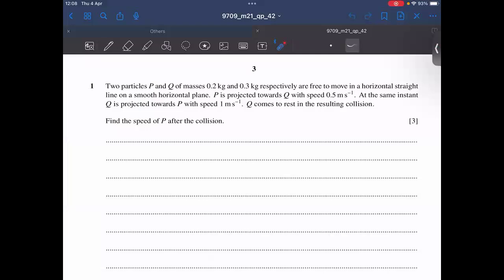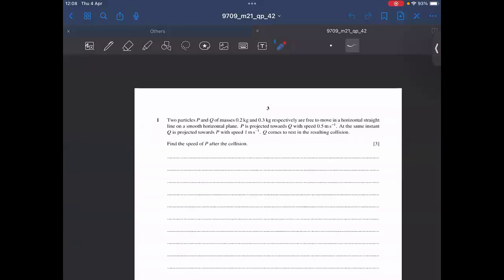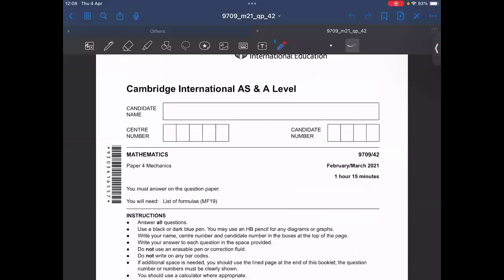All right. Sorry, I just forgot to tell you people the paper. So we are solving Feb March 2021, paper 42, M1.